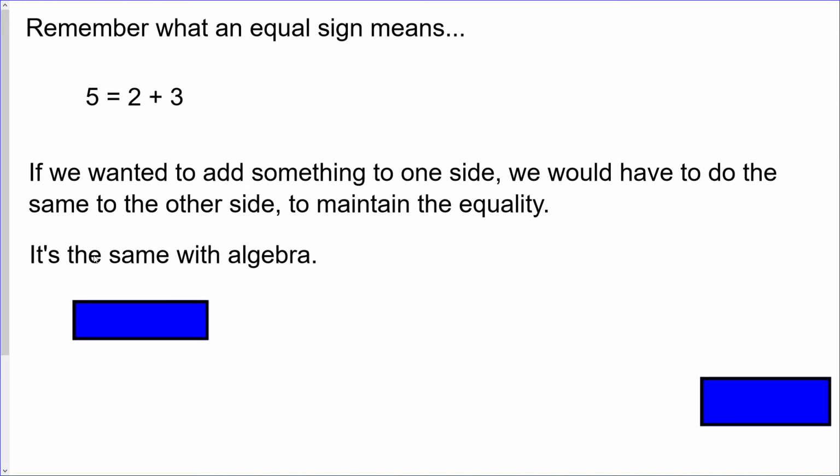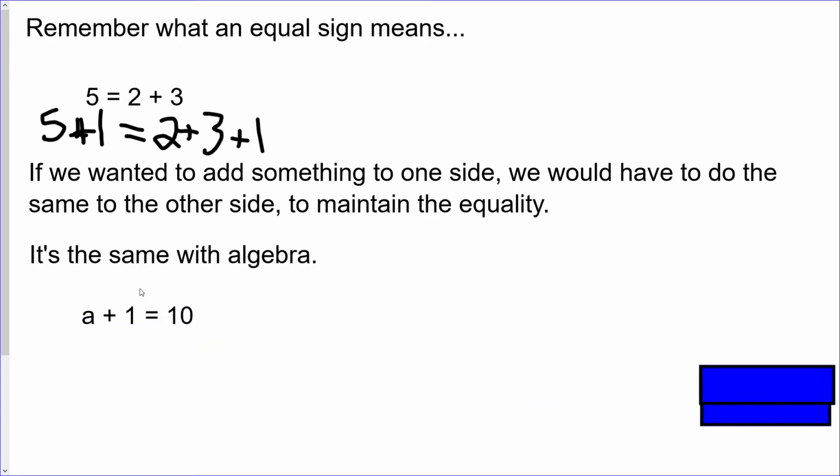Just as an example, if I wanted to add 1 to this side, so 5 plus 1, yeah, that's a very bad plus sign, but 5 plus 1, because there's an equal sign, I need to add plus 1 to the other side as well, or else it wouldn't be equal anymore. So I have to do the same thing to both sides. Hopefully that makes sense. We've done similar things with fractions and integers. Whatever you do to one side, do it to the other side. It's the same idea with algebra.